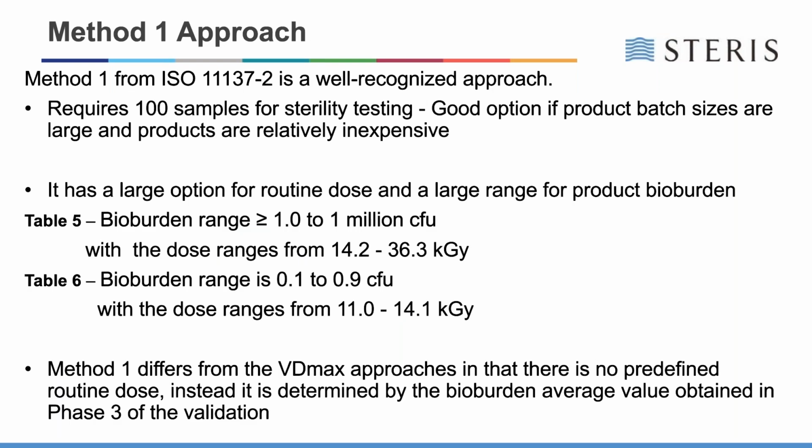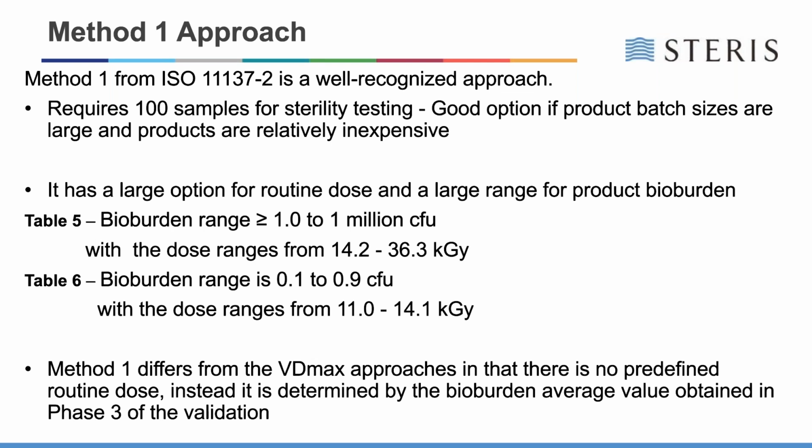So, a little bit closer look at the method 1 approach. Method 1 is a well-recognized approach where we're going to require 100 product samples for sterility testing, which can be a good option if your product batch sizes are large and the products are relatively inexpensive. The other thing to note about method 1 is that it has a large option for routine dose and bioburden on your product. The bioburden range, like we had talked about, can go anywhere from 1 to 1 million CFUs if we're looking at table 5, and we'll use table 6 for less than 1 CFU to give us different dose ranges there.